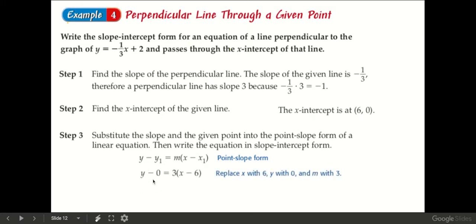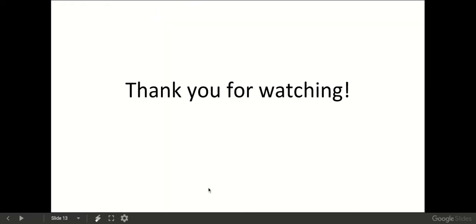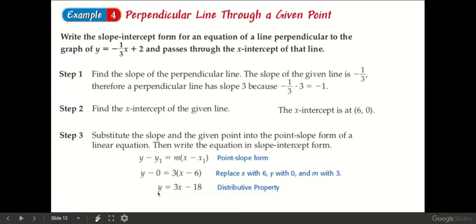I know y minus 0 is just y, and then I can use the distributive property, which is 3x minus 18, right? 3 times x is 3x, 3 times 6 is 18. And so that would give me my slope-intercept form equation, right? My line would have a slope of positive 3 with a y-intercept of negative 18.